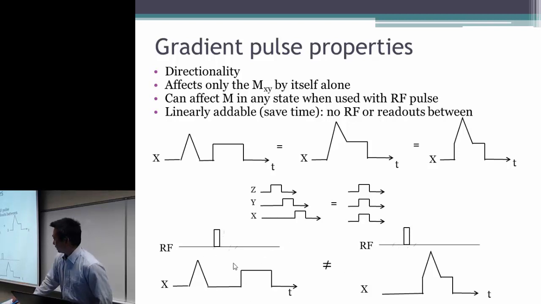But if you have an RF pulse between these two, then you cannot combine them, because the state of the magnetization is now changed by the RF pulse. This can significantly improve the compactness of the sequence design to save time or make a faster scan, or sometimes you can push the limit to get, for example, a shorter TE or shorter TR, right?